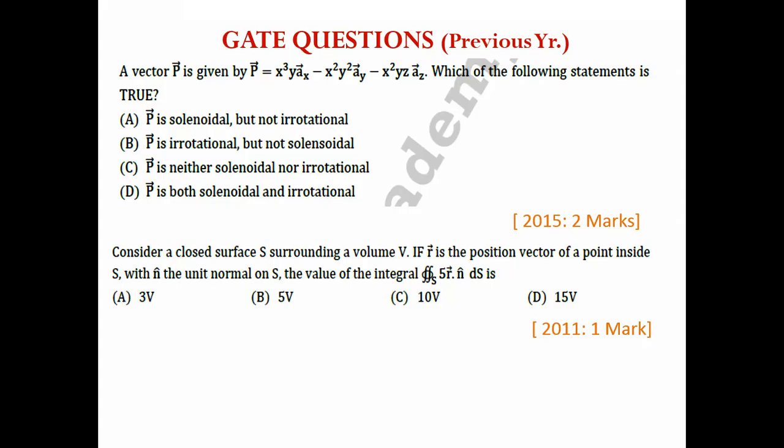Sometimes they ask the question, not very long back, in 2015, for 2 marks, because calculation would be there. You will have to calculate both divergence and curl. And for curl, you will have to evaluate the determinant, so it will take some time. But it is very easy, is it not? Once you find both the curl and divergence, very easily you can select your answer. So, an easy one.